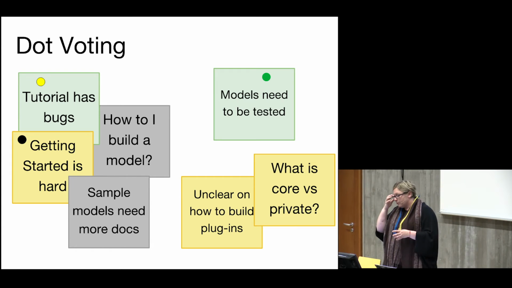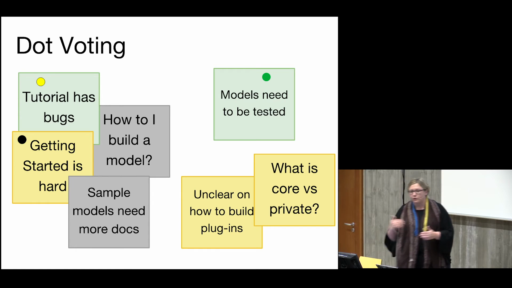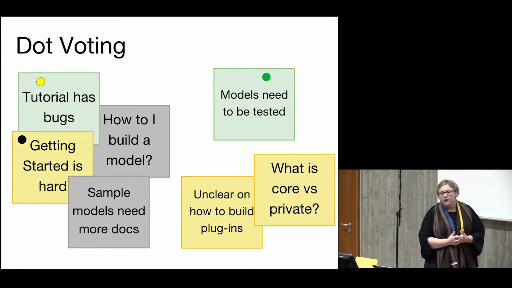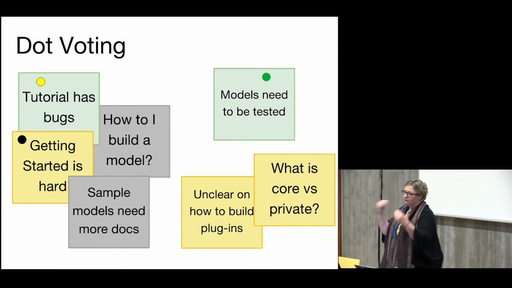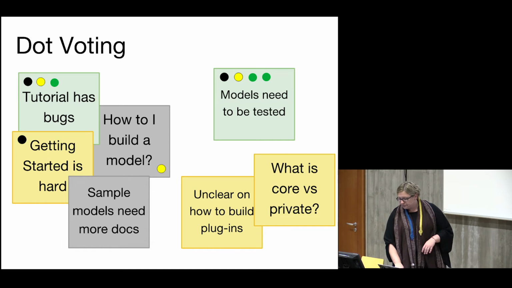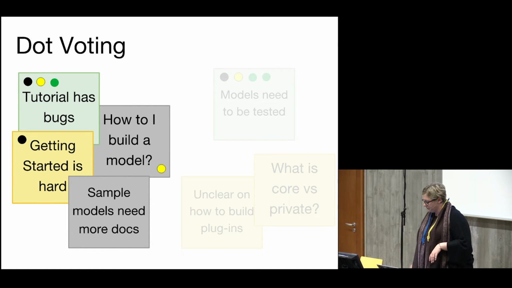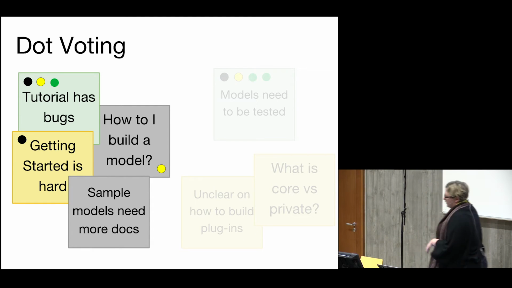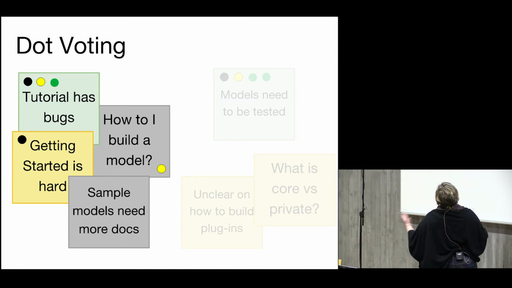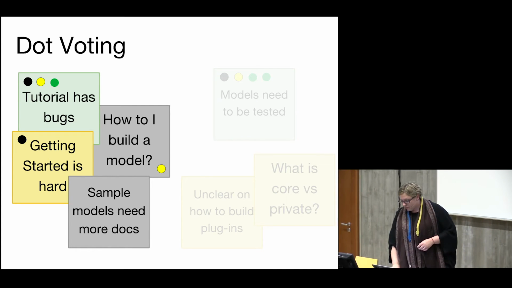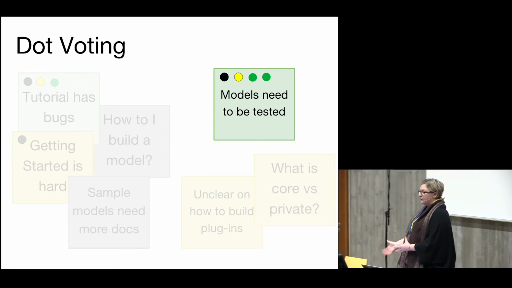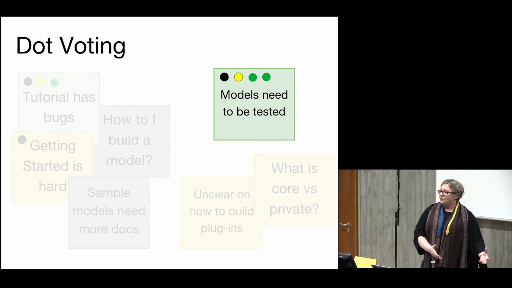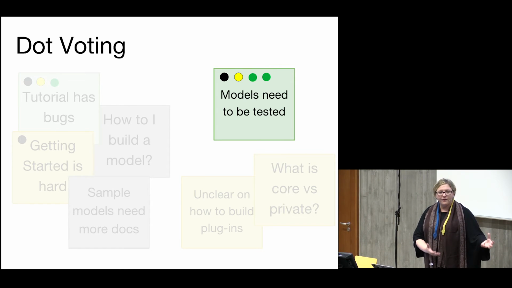This is a really important technique because it allows the quieter voices in the room, somebody who might not be as dominant in the conversation, to contribute without trying to push into the conversation verbally. So they do a second vote, and then they do a third vote. That general area of getting started has some popularity, but more importantly, models need to be tested. Even though only one person wrote it, it was identified as the most important thing that needed to be done at that point in time.